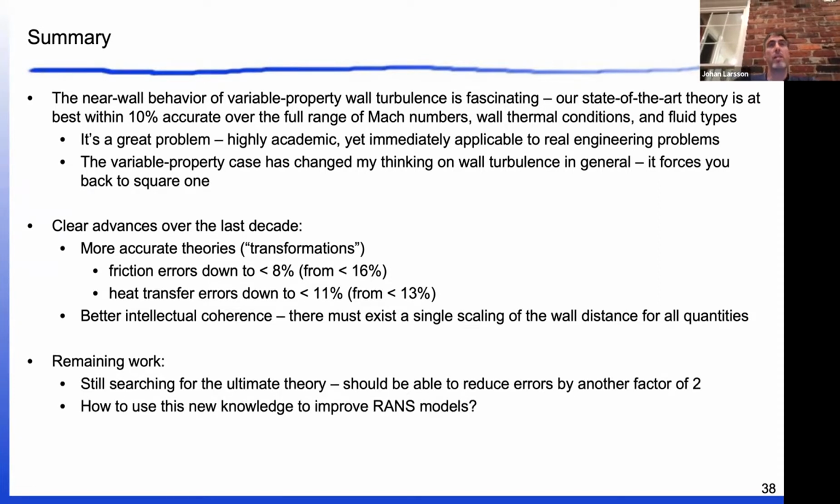And so what remains to be done? Well, we clearly still have not found the ultimate theory, because none of these are really perfect. I do believe that we can reduce the errors maybe by another factor of 2 or something. I think we have figured out how to use this to improve wall models. I'm not sure that we have figured out how to use it to improve RANS models yet. They are more complicated. So I think there's room for a lot more work to do. So thank you very much.